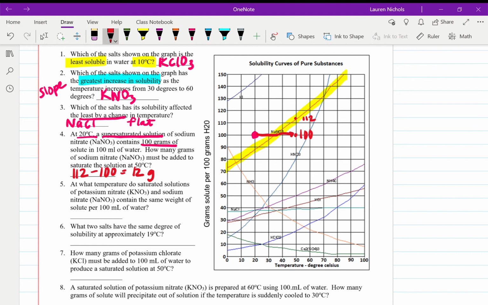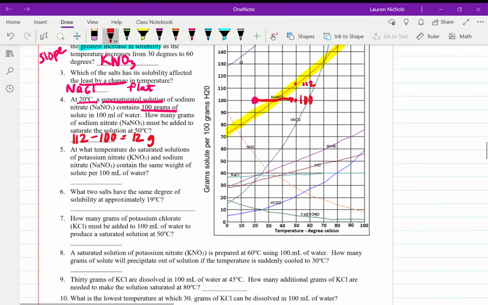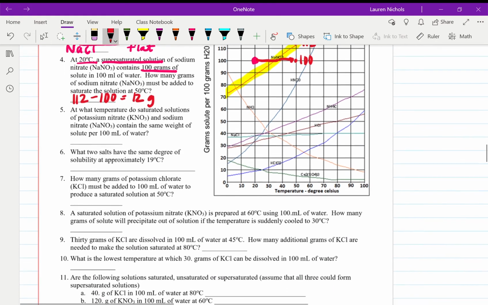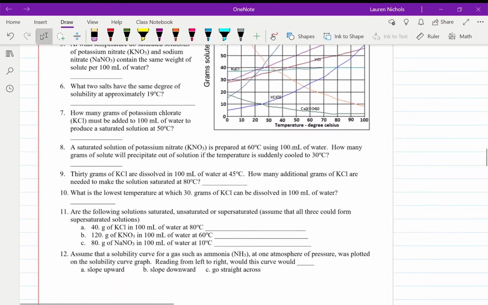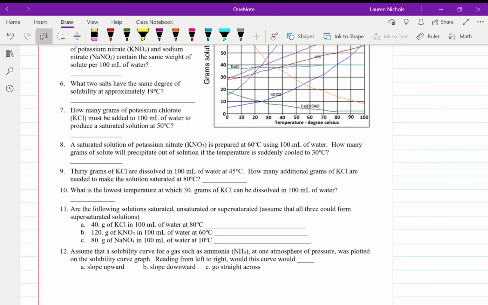Now the rest of the questions you should just be able to go through on your own. They're very, very similar. The only thing that I would like to point out is here, number 12. It says, assume that a solubility curve for a gas, such as ammonia, at 1 atmosphere of pressure was plotted on the solubility curve. Reading from left to right, this curve would do what?